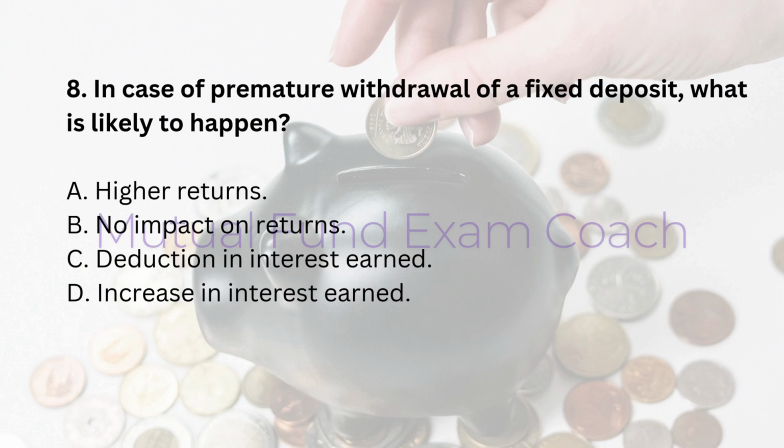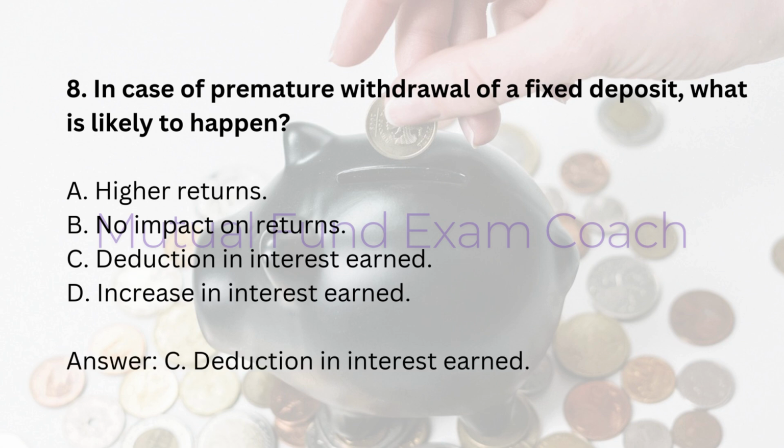8. In case of premature withdrawal of a fixed deposit, what is likely to happen? A. Higher returns, B. No impact on returns, C. Deduction in interest earned, D. Increase in interest earned. Answer: C. Deduction in interest earned.